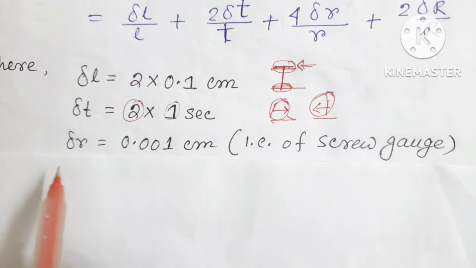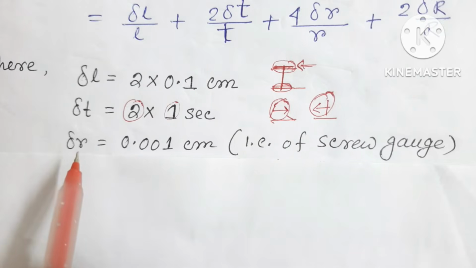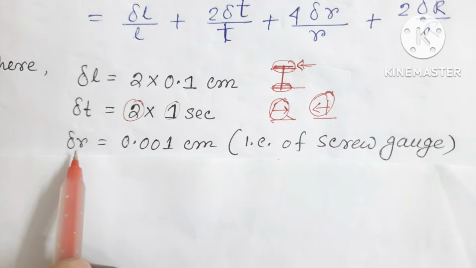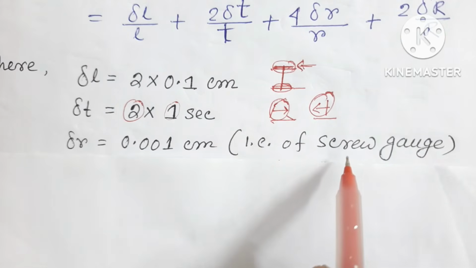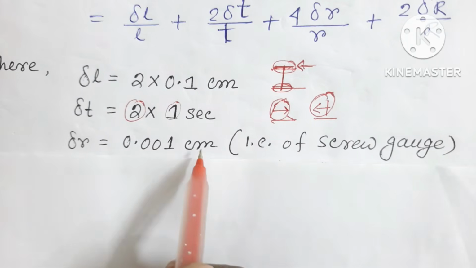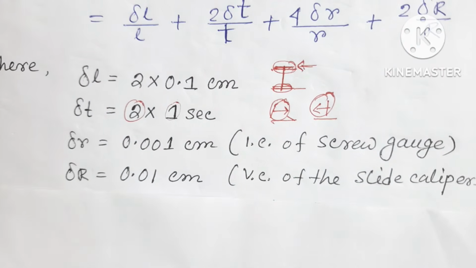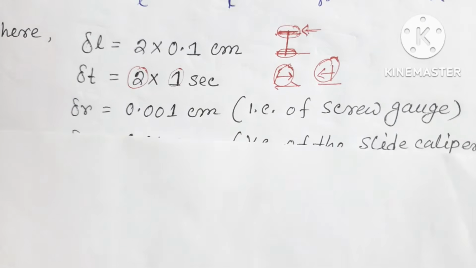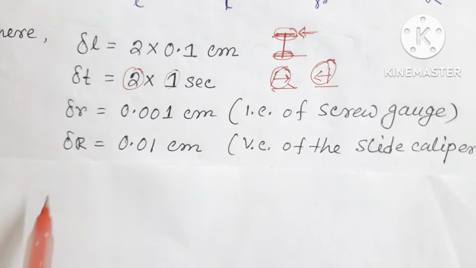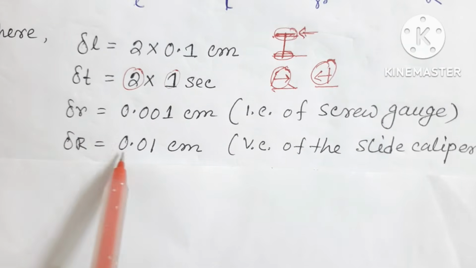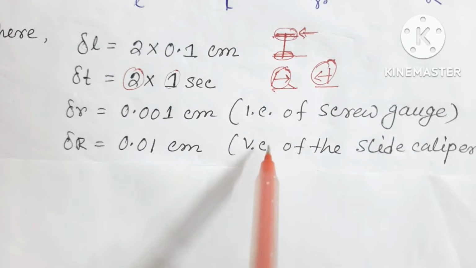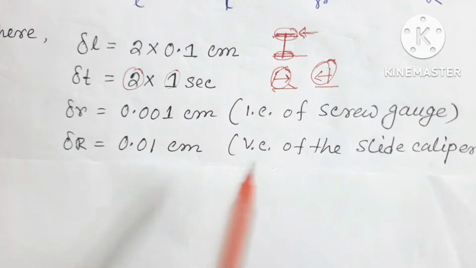Now what is the delta r? We have measured the diameter of the wire using the screw gauge. So here this error will be the least count of the screw gauge, and we know that the least count of our screw gauge is 0.001 centimeter. Last, error also comes from this capital R, that is the radius of the cylinder, and we have measured this cylinder by the vernier caliper. So here the error will be the vernier constant, which is 0.01 centimeter.